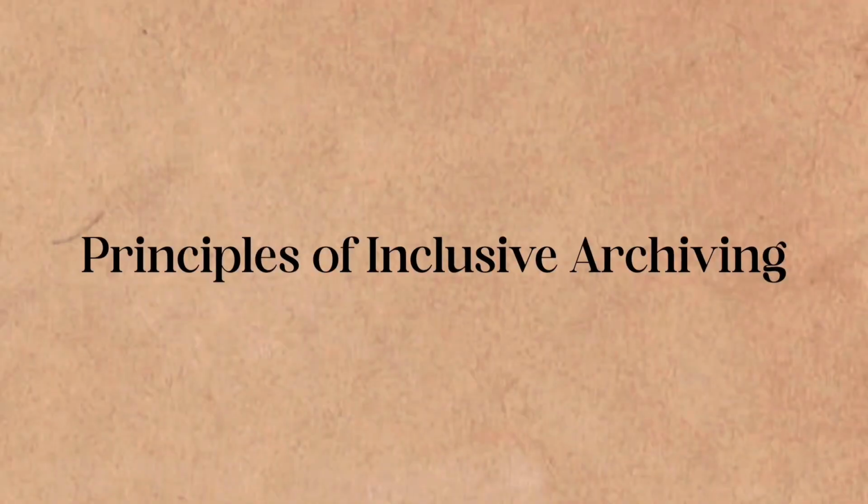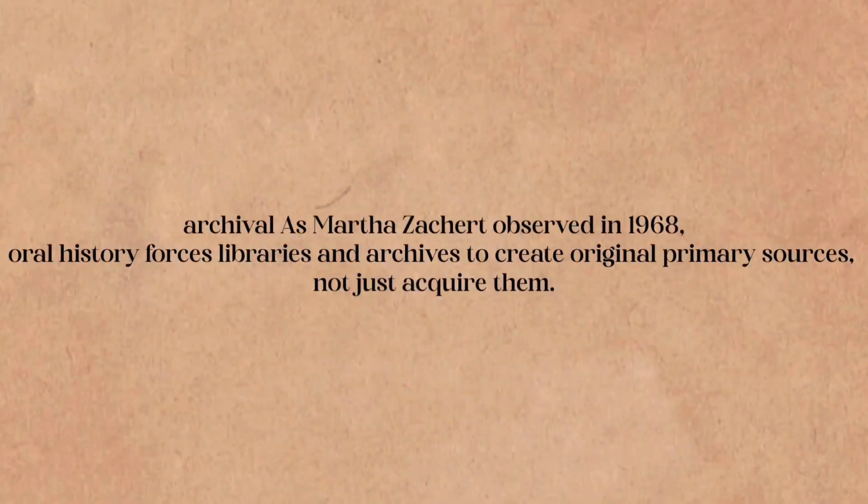Principles of inclusive archiving. Inclusive archiving means actively collecting and preserving the experience of all people, especially those traditionally underrepresented in archives. As Martha Jacquard observed in 1968, oral history forces libraries and archives to create original primary sources, not just acquire them. She outlined 5 key implications for librarians handling oral histories, including offering new services and responsibilities, integrating interviews into collections, providing bibliographic access, and developing control systems for these materials.